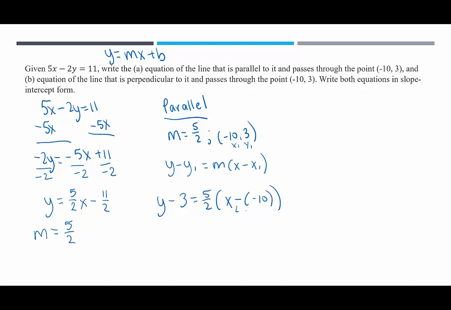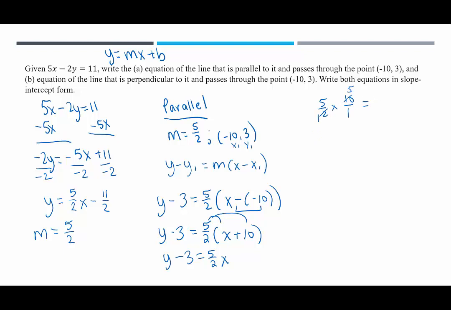The first thing I would do is rewrite this. Minus negative is plus. So I get y minus 3 equals 5 over 2, and then inside the parentheses we now have x plus 10. We're going to distribute the 5 over 2. So I have y minus 3 equals 5 over 2x. If you don't know what 5 over 2 times 10 is, then go off to the side. 5 over 2, I want to put 10 over 1. So that way, when I multiply the fractions, it's a little bit nicer. I also like to simplify before I multiply. 2 goes into itself once, it goes into 10 5 times, and then I'll multiply straight across. 5 times 5 is 25. In the denominator, 1 times 1 is 1. 25 divided by 1 is 25. Okay, so this becomes plus 25.